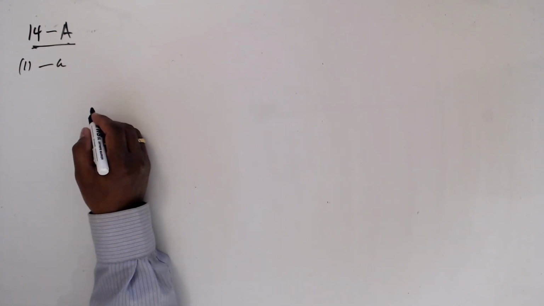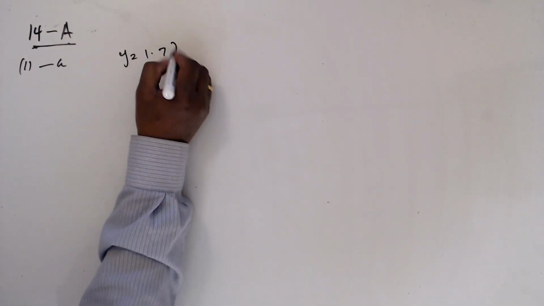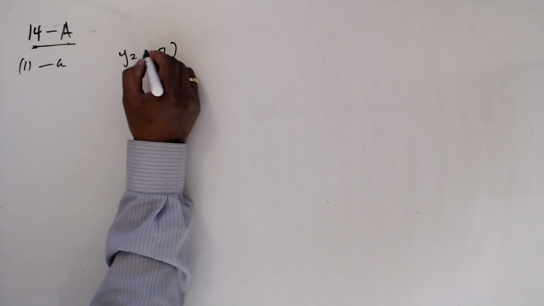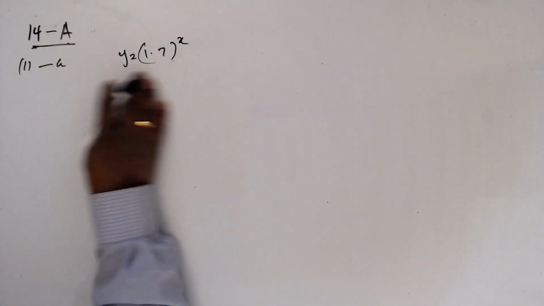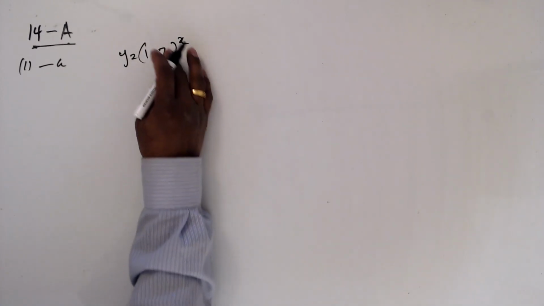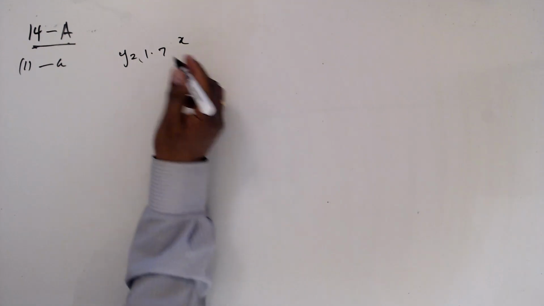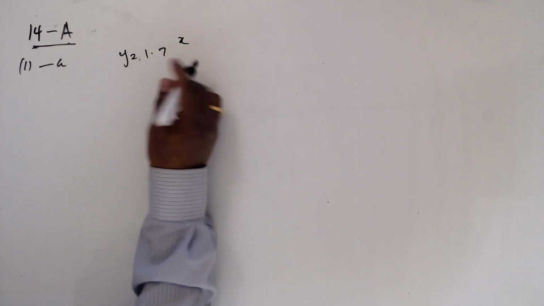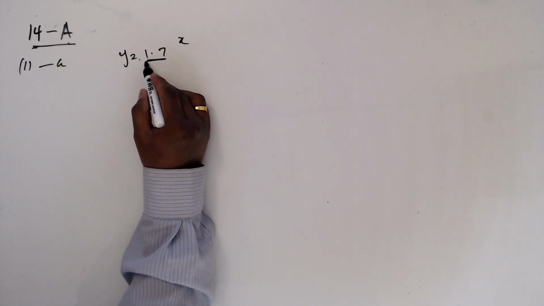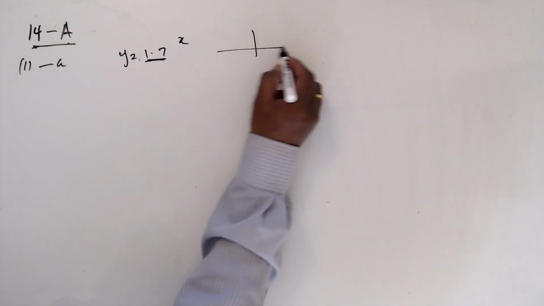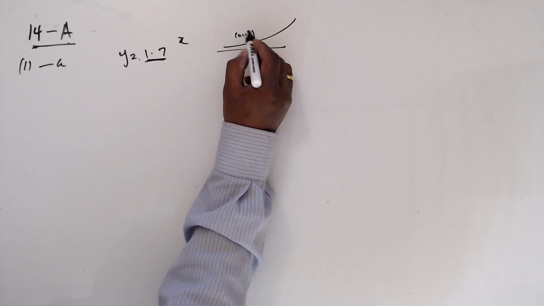Question number 1a. So we want to draw y equals 1.7 to the power x graph accurately. First of all, can you guess what kind of graph you are going to get? Because this is going to be positive. Yeah, of course positive, and it is greater than 1. Then we are expecting this kind of graph, and it should go through 0, 1 compulsorily.